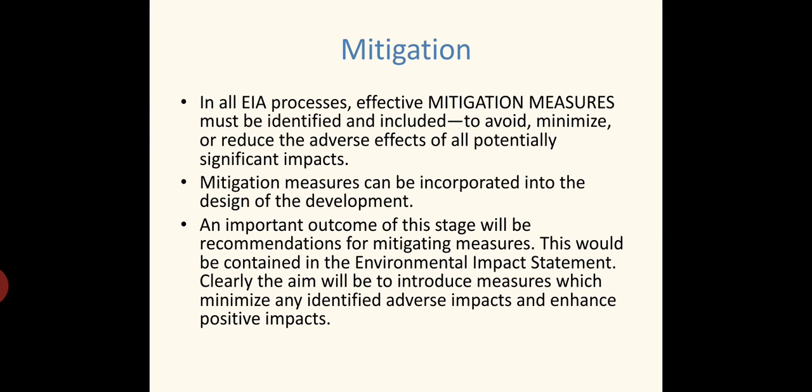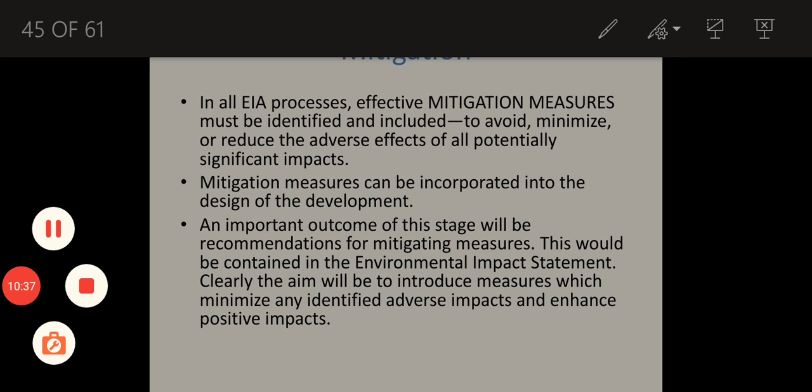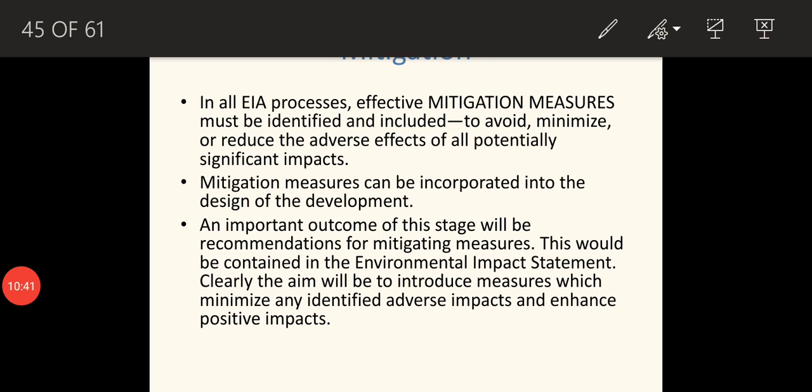So in all environmental impact processes, effective mitigation measures must be identified and included. The purpose is to avoid or minimize or reduce the adverse effects of all potentially significant impacts. Mitigation measures can be incorporated into the design of the development, even if the design itself has to be changed.